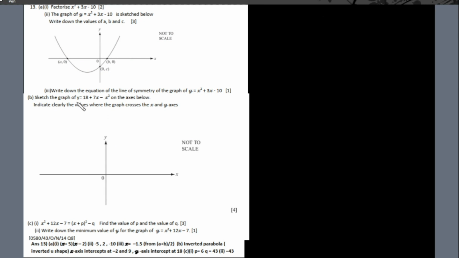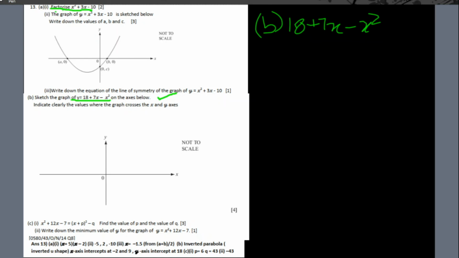13b. Sketch the graph of y equals 18 plus 7x minus x square. Now for this we have to follow each and every step we took in part A. In part A, first we were asked to factorize the given equation. We will also factorize this equation. So we will factorize 18 plus 7x minus x square.